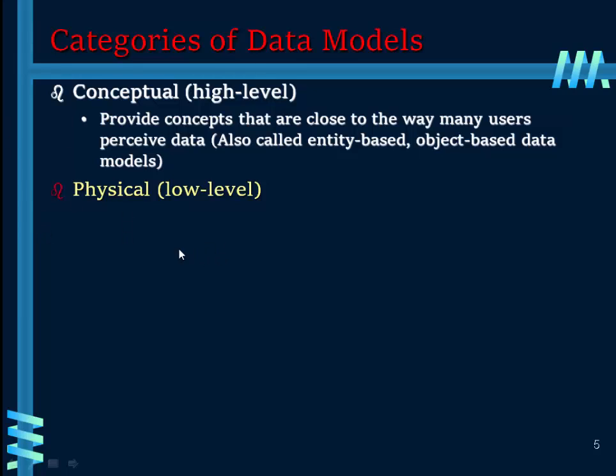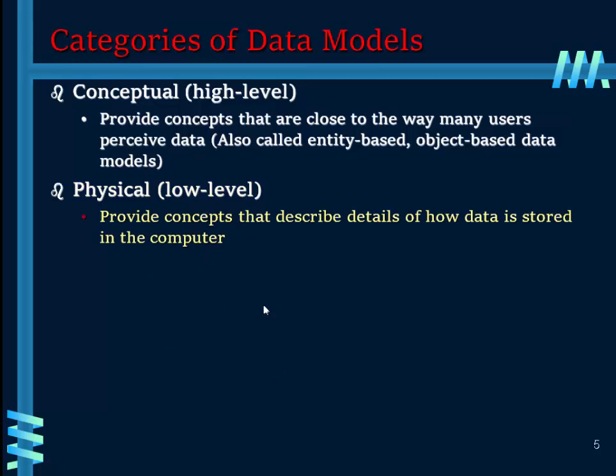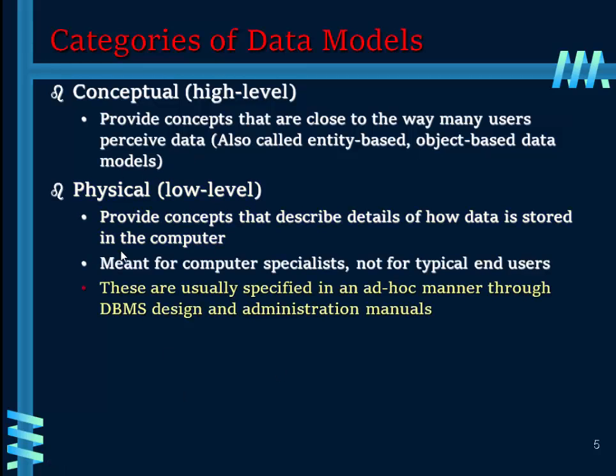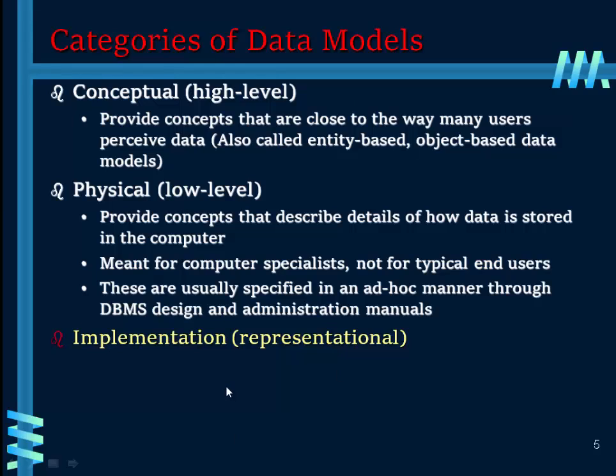And the next category of a data model is a representational or an implementation data model. So this data model lies between these two data models, okay. So that is the implementation or representational data model.